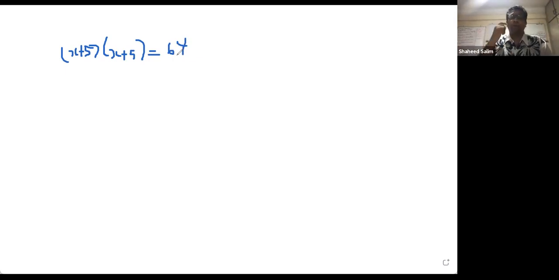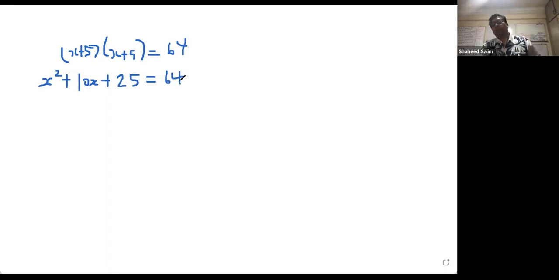Can you take a photo of what you did and show me? Because I thought you got the right answer, but maybe the method is wrong. So x times x, x squared, and then you get 10x. I'm doing the shortcut because I already memorized the steps. Then you get 25.